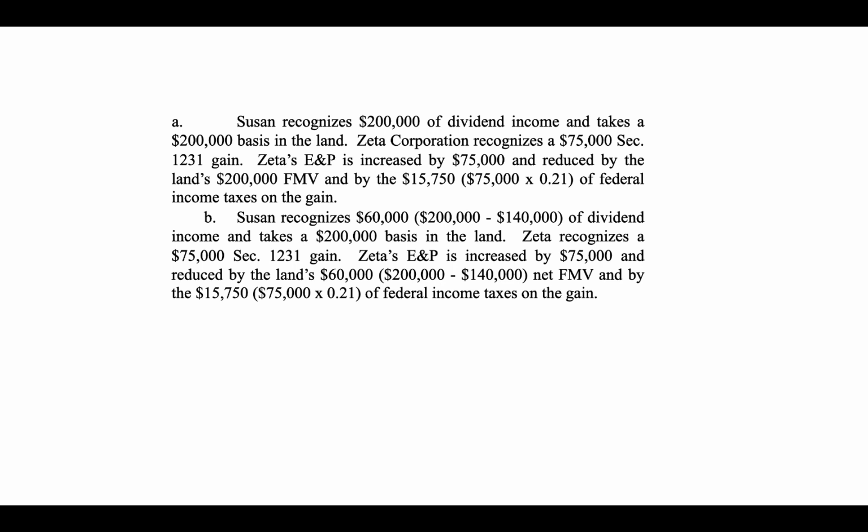All right, Zeta is still going to have that $75,000 gain because remember, they are giving land with a net fair market value of $60,000 and also that mortgage liability. So they have an amount realized of $75,000. And it's going to increase their earnings and profits by $75,000. It's going to be reduced by the amount of the distribution, which is $60,000. And then, of course, the tax effect. So the $15,750.